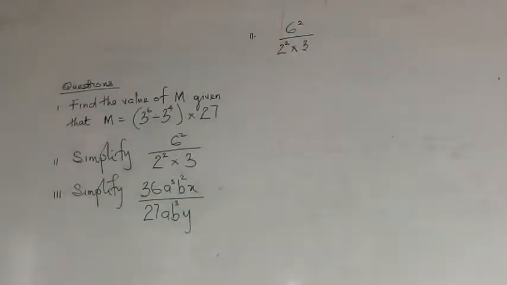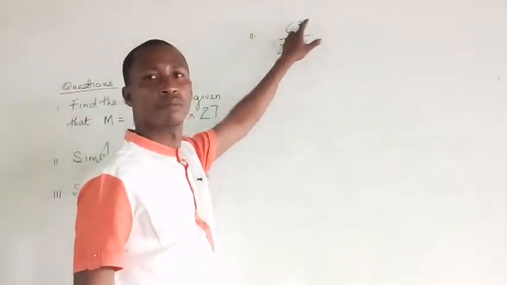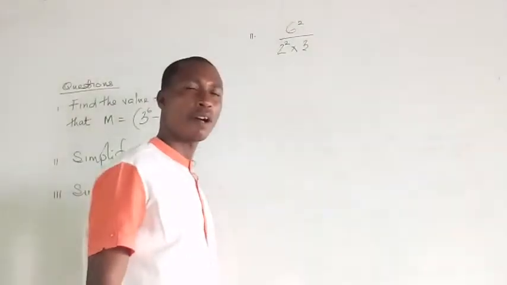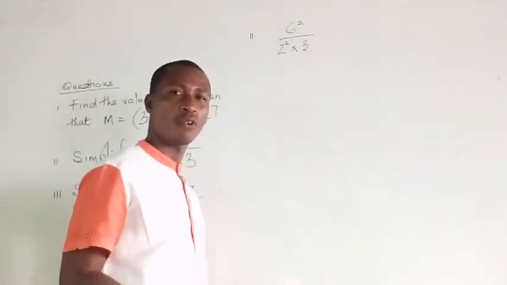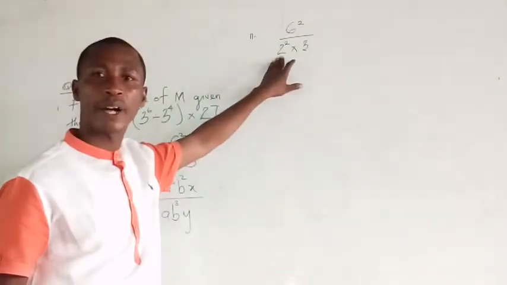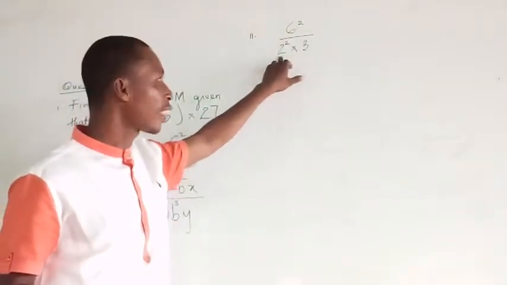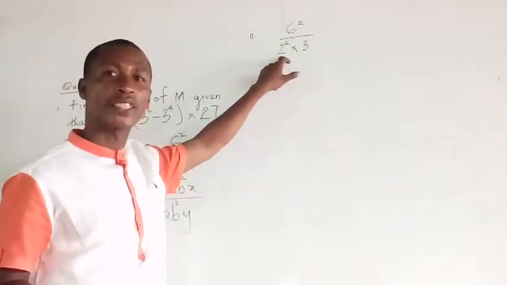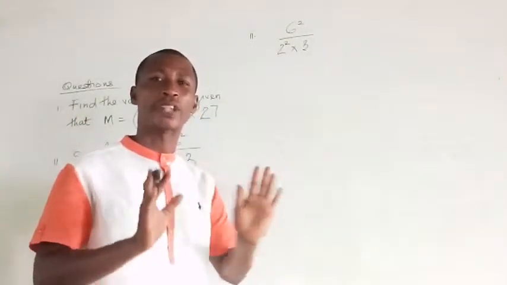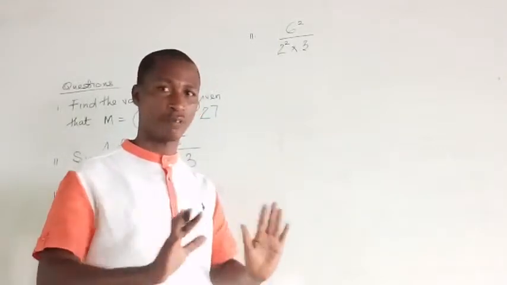So let us look at the second aspect. Now 6 to the power 2 divided by 2 to the power 2 times 3. Unlike before, most of the questions we have tried all have what we call a common base, but this one does not have a common base. There is a base of 2 here. Anytime you see such, the best thing you can do is to expand everything. Just expand it so that you cancel out like terms so that the work will not become difficult for you.